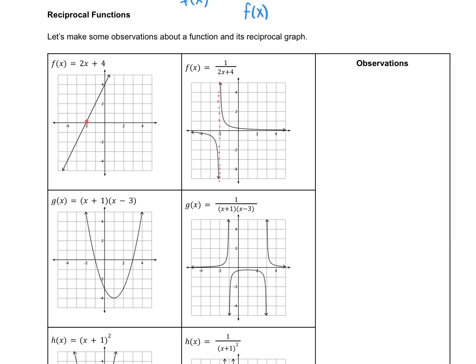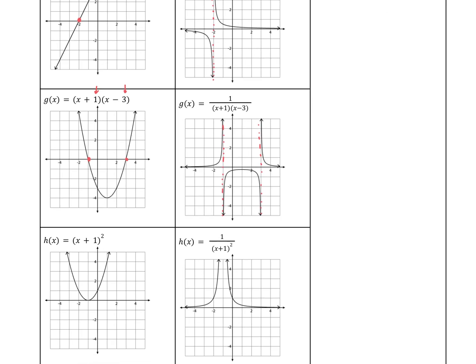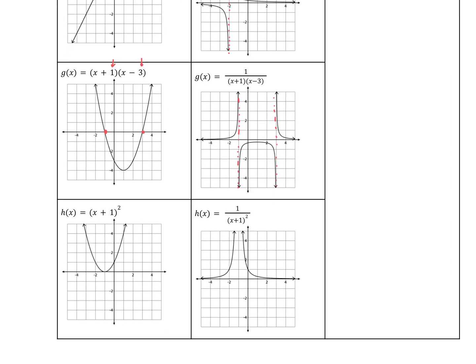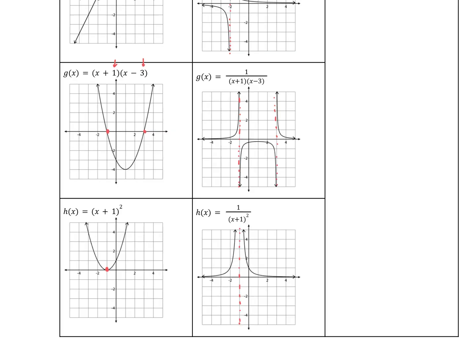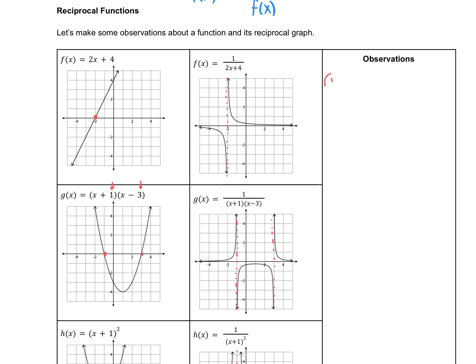The second set of functions we have is the parabola g of x and its reciprocal. The parabola had x-intercepts of -1 and +3, which I could have gotten from my brackets. And once again, yes, they do result in a vertical asymptote at -1 and +3. And for the last one, again a parabola, it had an x-intercept at -1, and we do in fact have a vertical asymptote at -1. So that is a great starting observation.